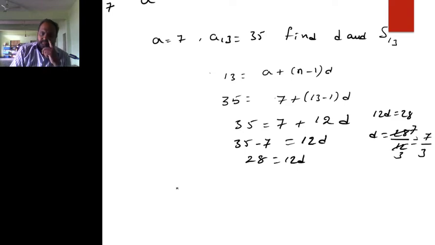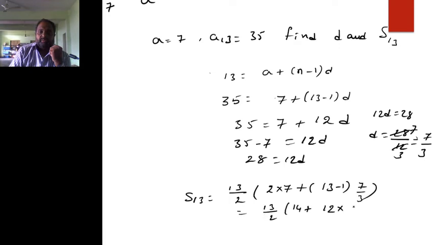We have to find S13. S13 is equal to 13 by 2 into (2a plus (13 minus 1) into d), where d is 7 by 3. That is equal to 13 by 2 into (2 into 7, that is 14, plus 12 into 7 by 3).